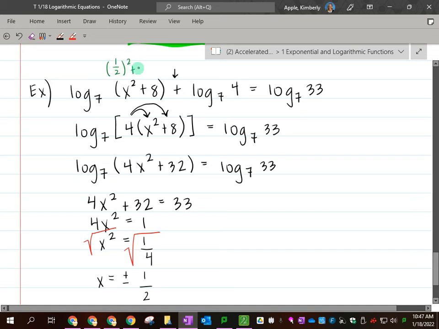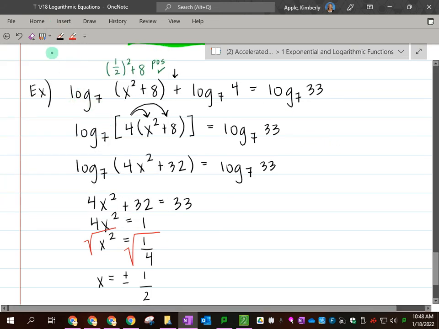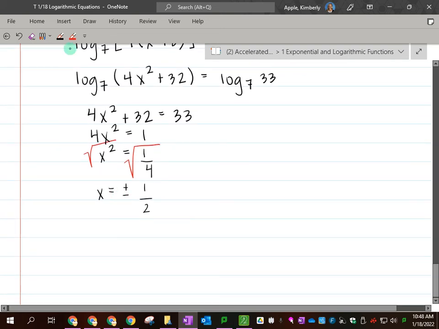1/2 squared plus 8, is that positive? Yep. And then we'll do negative 1/2 squared. Let's see. Negative 1/2 squared plus 8, is that positive? Yeah, any number squared becomes positive, and then if we add an 8 to something positive, it's still going to be positive. So do we keep both of them? Yes, we do. So both of these are our solution.